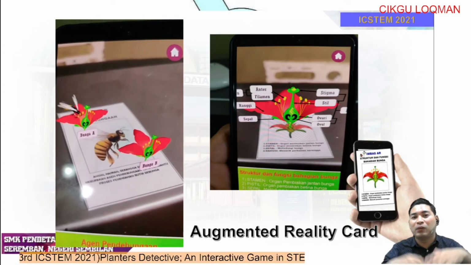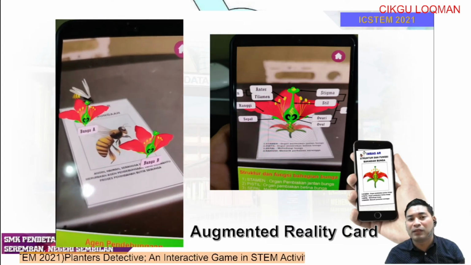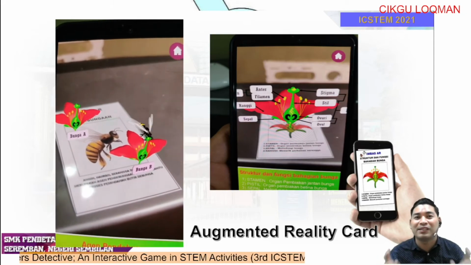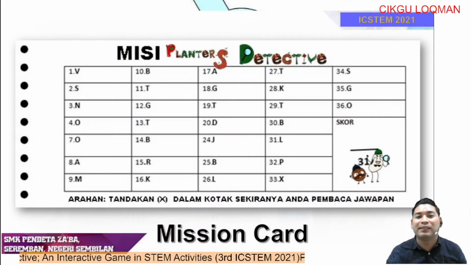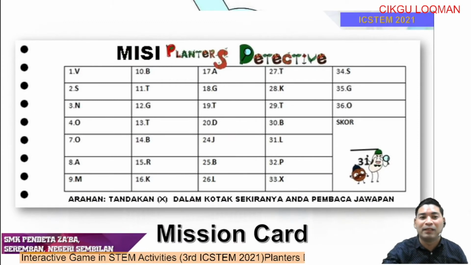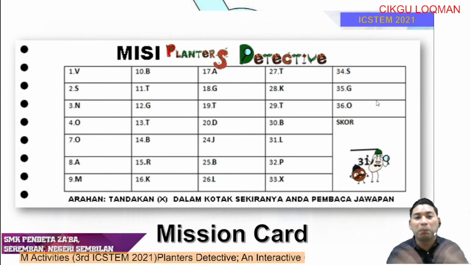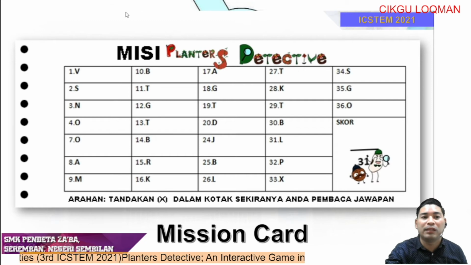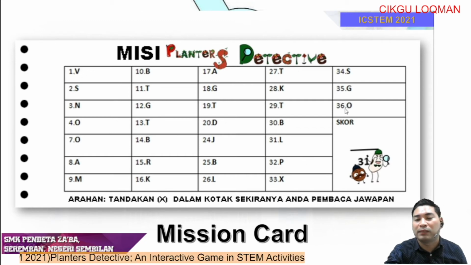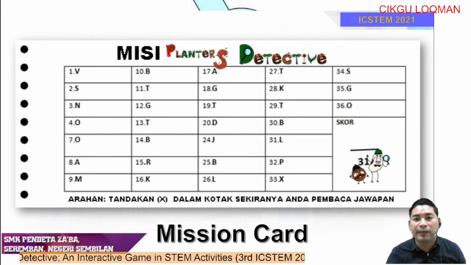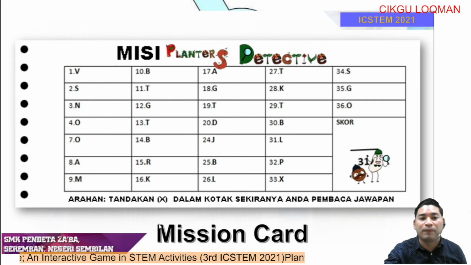And then after they watch the augmented reality card, they have to complete the mission using the mission card. So this is the mission card that they have to complete. They have to fill in all the answers in the space given. After they complete all the missions accordingly, you can see here it has question number 1 until number 36. So they have 36 cards or 36 missions that they have to complete to get all the answers.